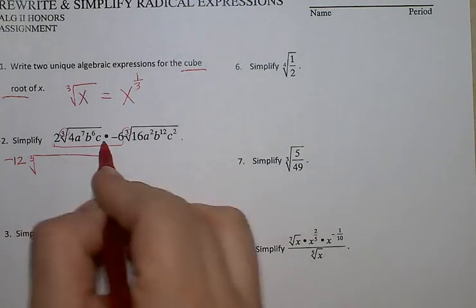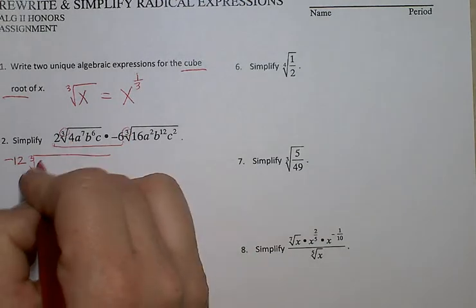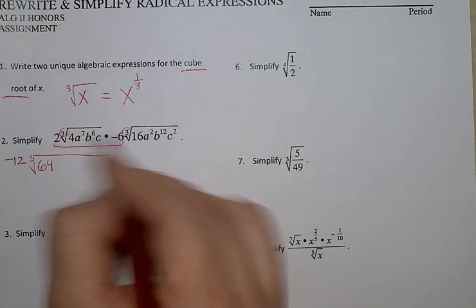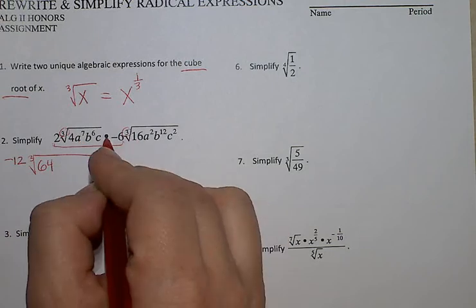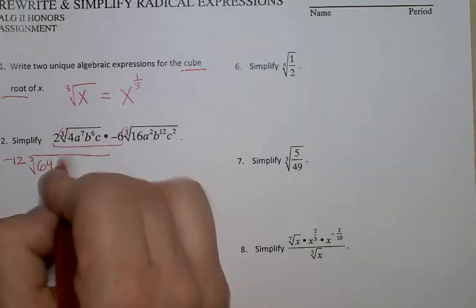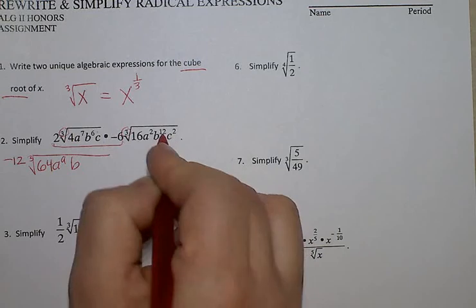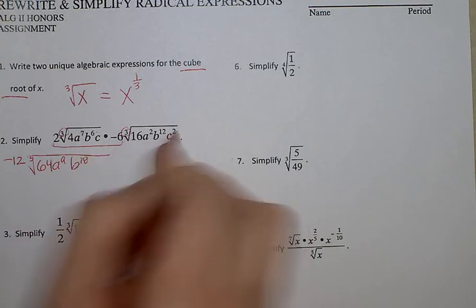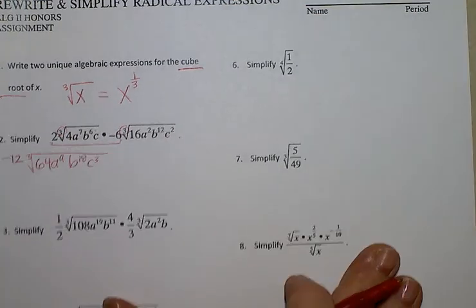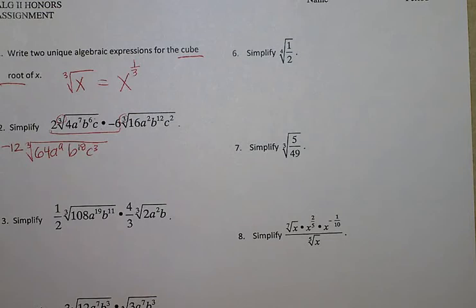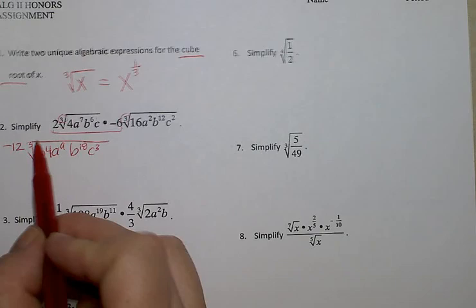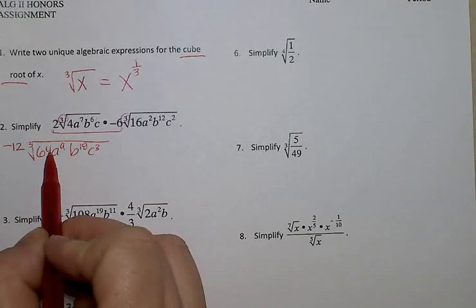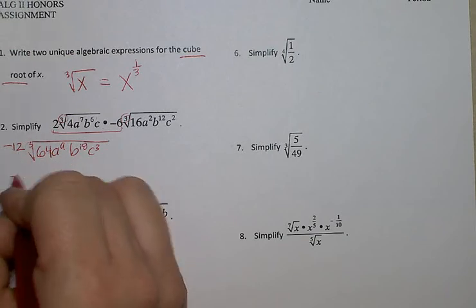4 times 16 is 64, and when you have the same base and you're multiplying, you add the exponents. 7 plus 2 is 9, 6 plus 12 is 18, 1 plus 2 is 3. So look back on your charts. Find the nth root of being 3. What does 64 correspond with? 4. So this is -12 times 4.